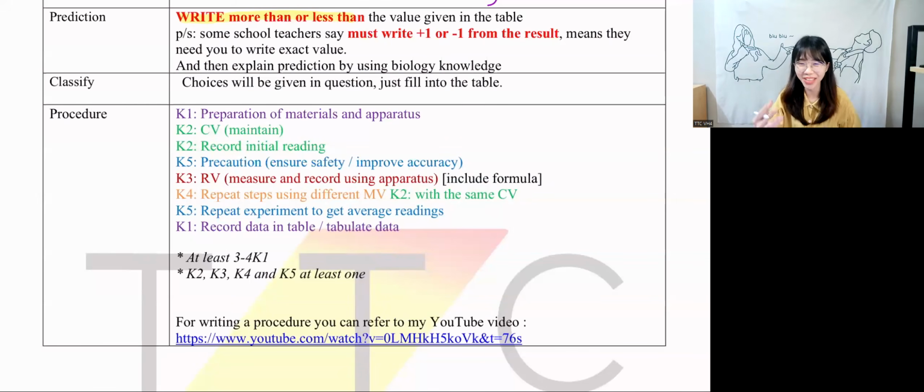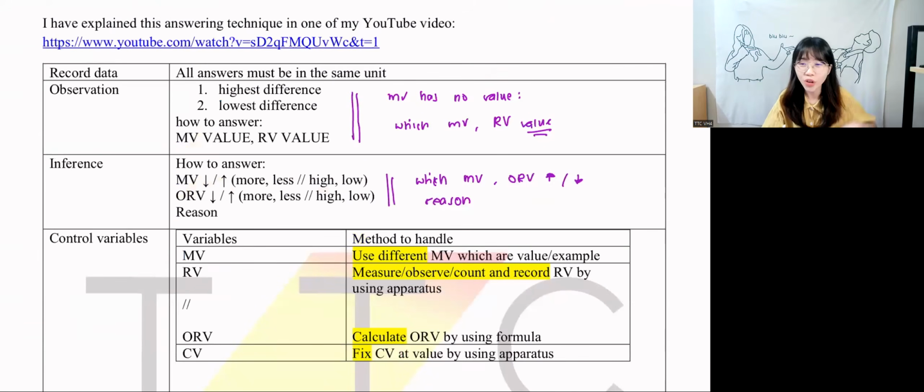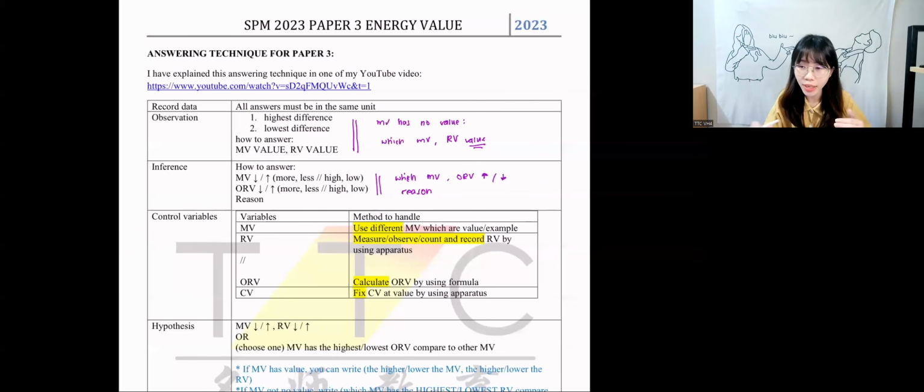Cannot please me. So this is the thing that we have to know how to answer. No matter which experiment in biology, you use the same answering technique. No matter what experiment you will see in your exam on Thursday, we use the same answering technique. Anybody has a question on the answering technique, guys?